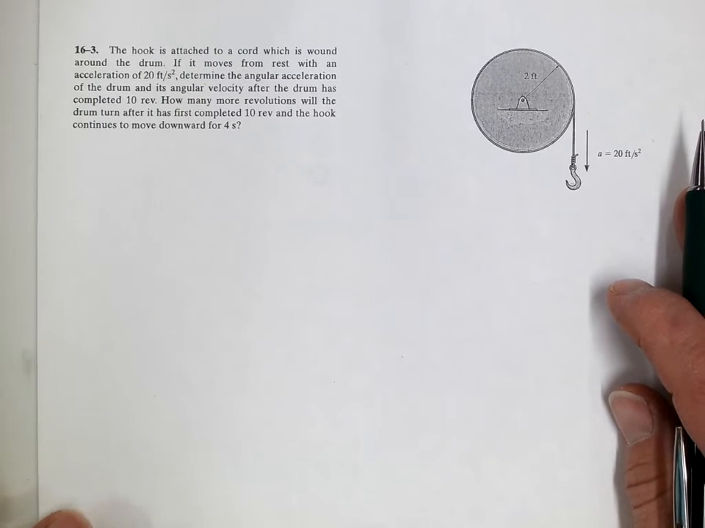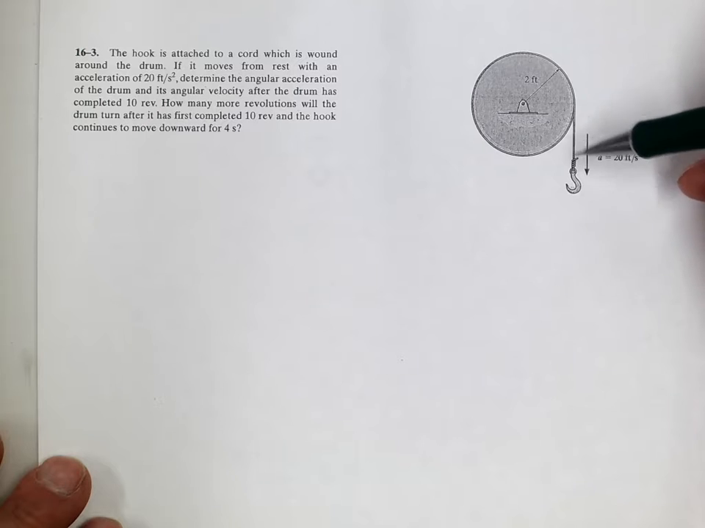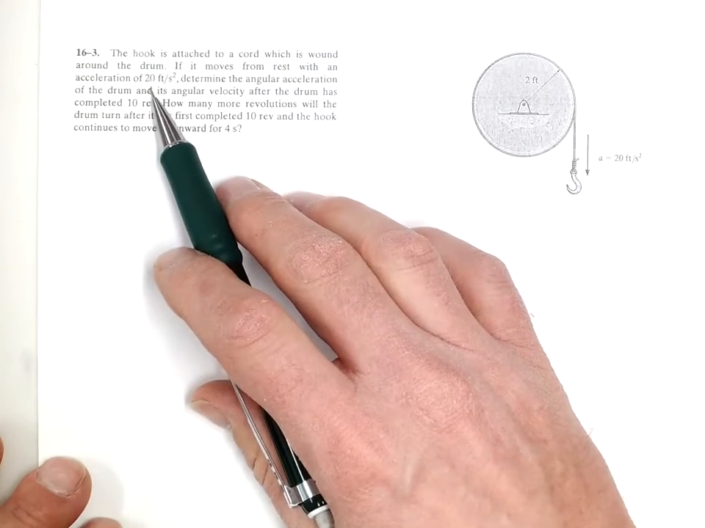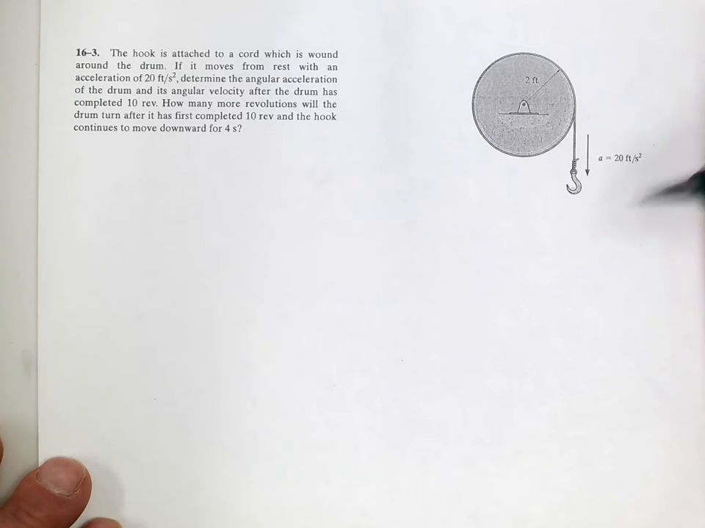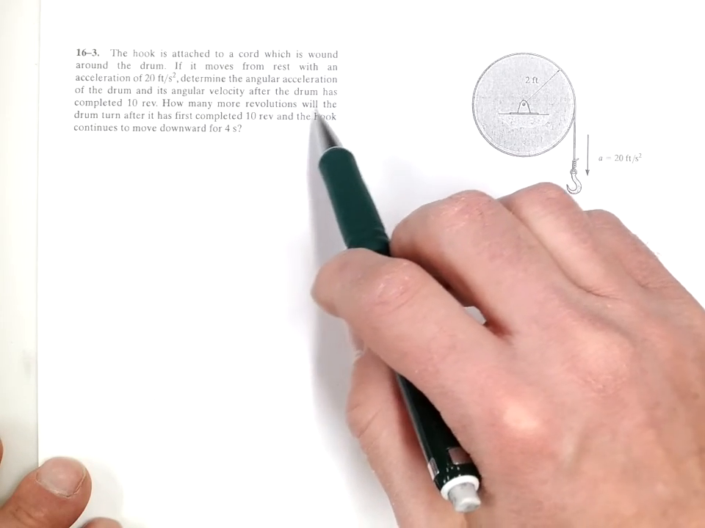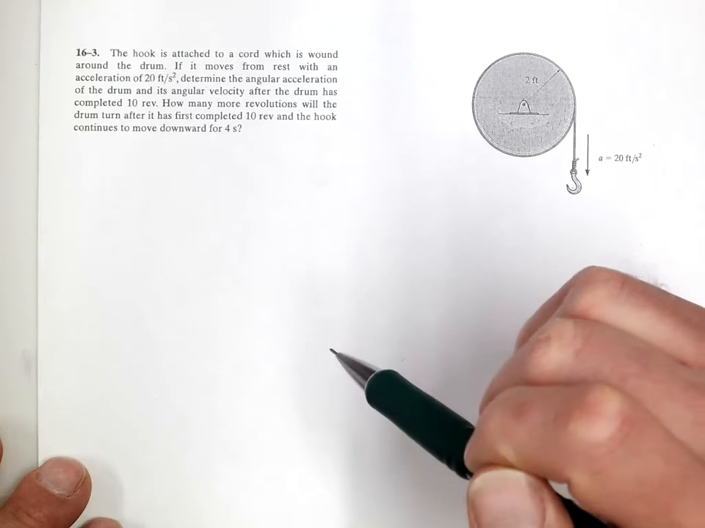Alright, let's solve problem 16-3. We have a hook attached to a rope which is wound around a cylinder with a 2-foot radius. If it moves with an acceleration of 20 feet per second squared, determine the angular acceleration of the drum and its angular velocity after the drum has completed 10 revolutions.